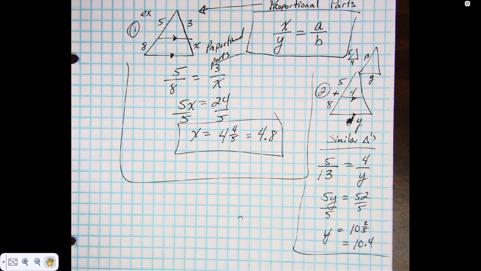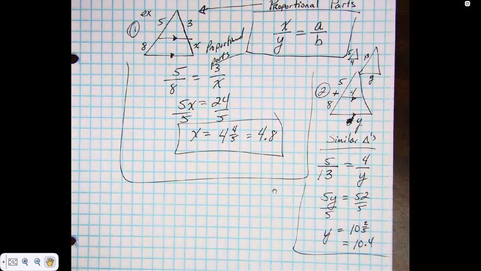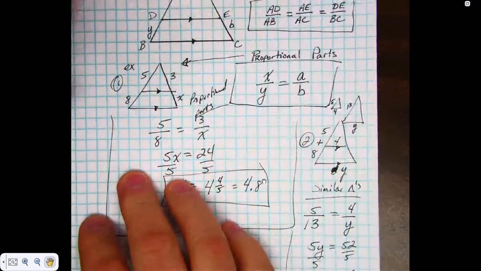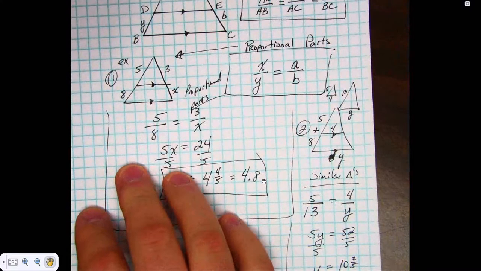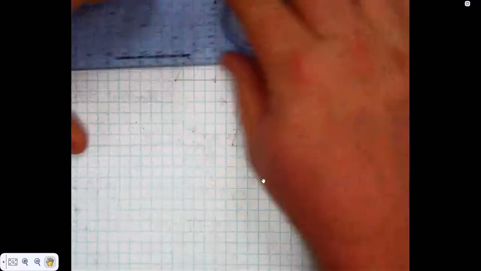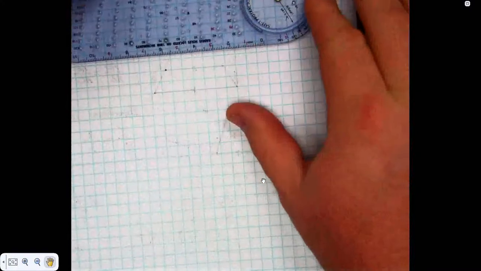Everybody got that? All right. One other thing that we'll have in this section really translates the same as that situation we just had.